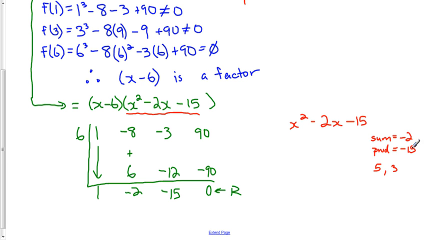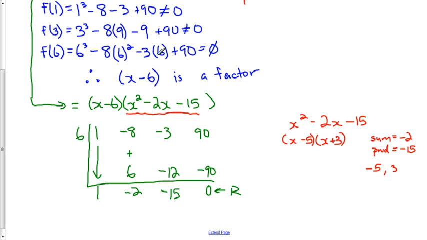Okay, but one of them has to be negative since the product is negative. And since the sum is negative, the bigger one should be negative. So negative 5 times positive 3 gives me negative 15, and negative 5 plus 3 gives me negative 2. So this turns out to be factored to x minus 5 and then x plus 3. So this whole thing can be replaced by these two.